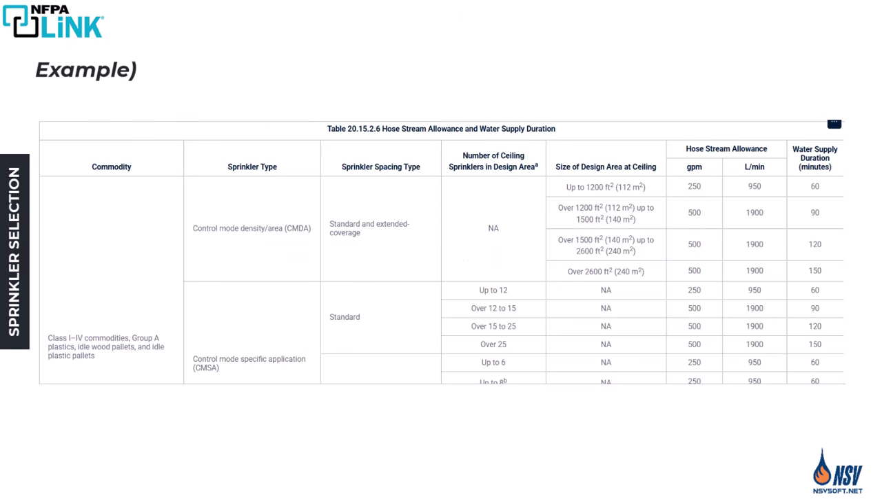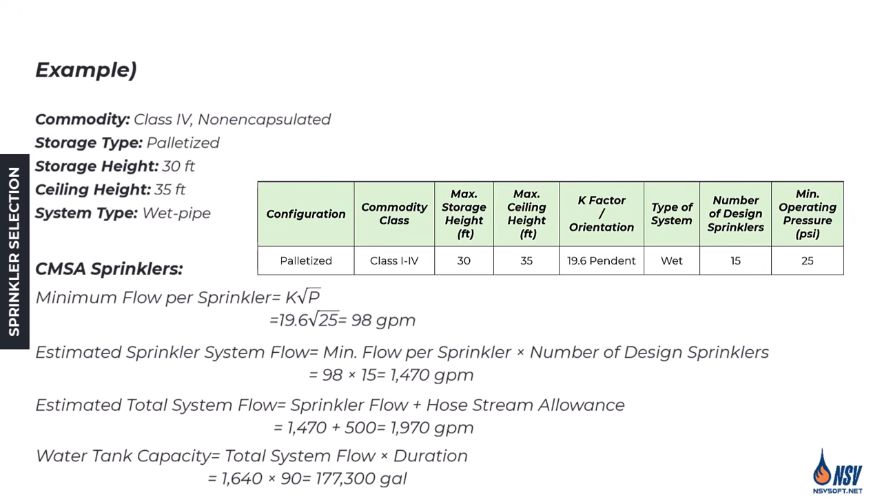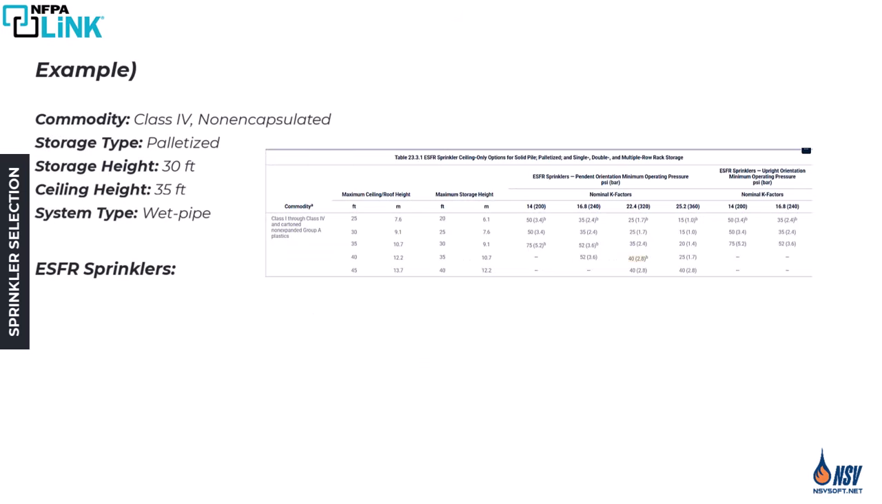Again, referring to Table 2015-2.6, the required hose stream allowance is 500 gallons per minute with a duration of 90 minutes. Therefore, the total required system flow is 1,970 gallons per minute, which means we need a water tank capacity of 177,300 gallons. For ESFR sprinklers, Table 23.3.1 specifies 6 design options based on K factor and sprinkler orientation.